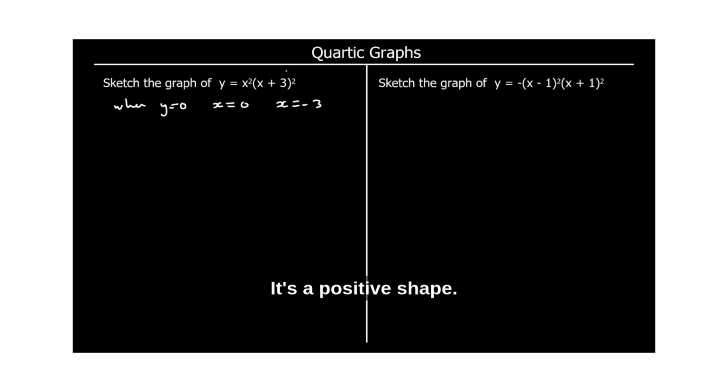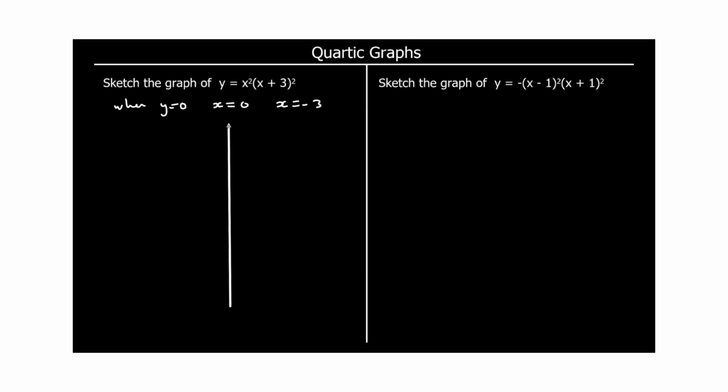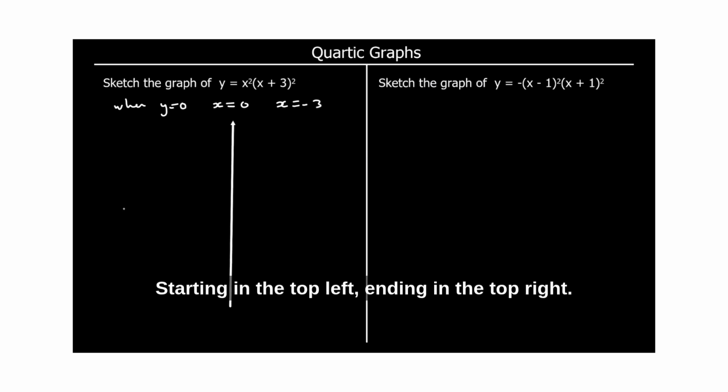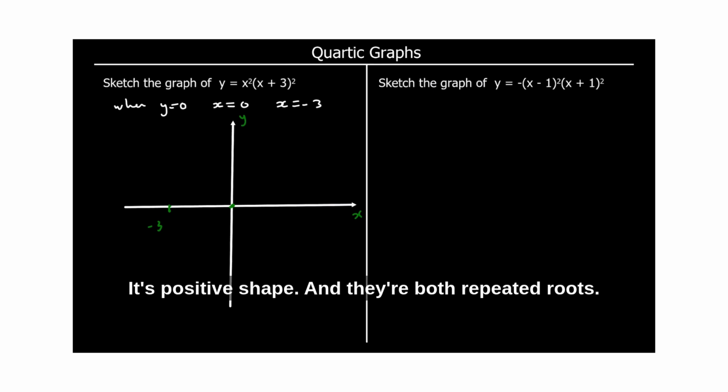And it's going through 0, 0, so when x is 0, y is 0 as well. It's a positive shape, so it's going from the top to the top, starting in the top left, ending in the top right. So it goes through 0, 0, and -3. They're the only intersections. It's a positive shape, and they're both repeated roots.